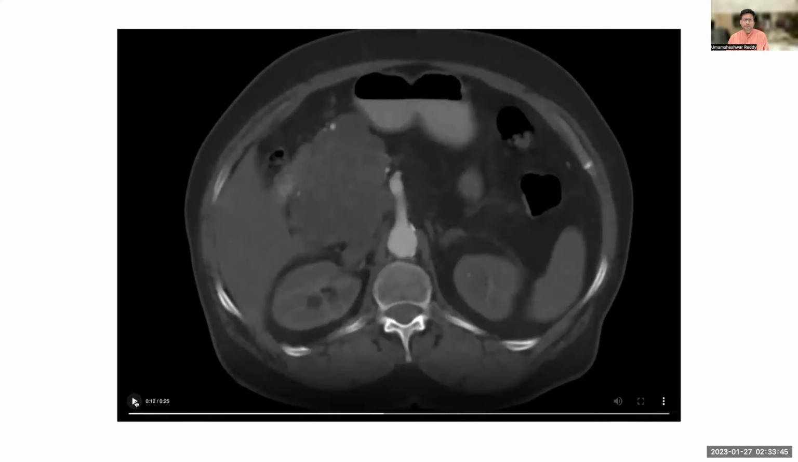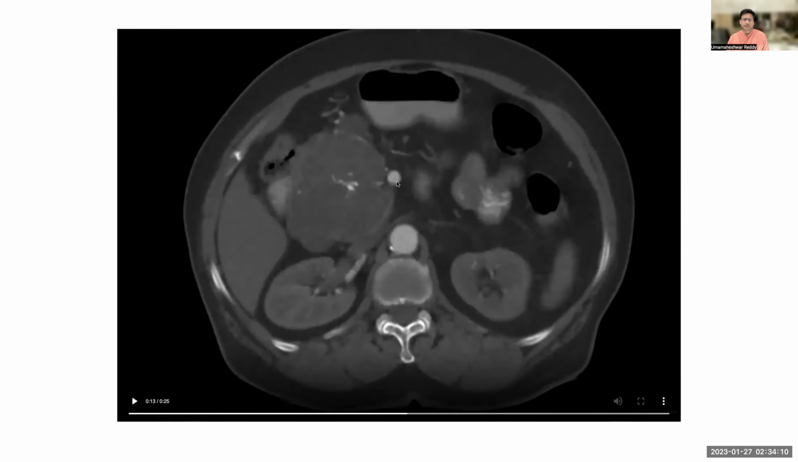Here you can see at the pancreatic level, you're able to appreciate at the head and uncinate of pancreas, there is a large cystic lesion. You may not be able to appreciate very tiny septa. However, on portovenous phase, they were appreciable. You can also see peripheral vessels are coursing and draping the lesion.